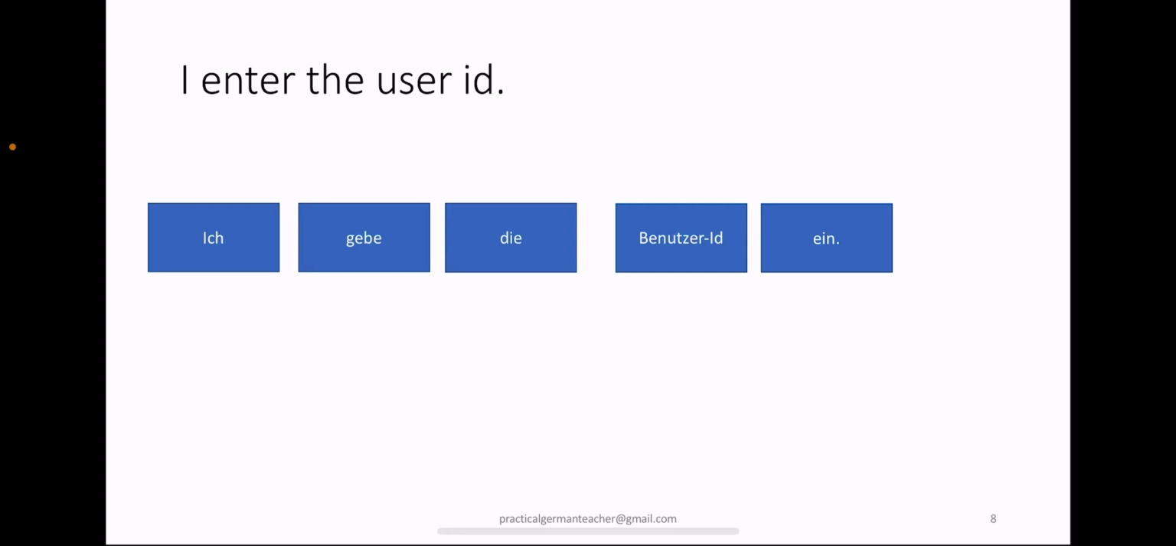So here, to enter, the verb is eingeben. If you see, ein is a separable prefix pushed to the last position just before the full stop, and geben has been conjugated for ich, which is gebe. Then you have the user ID, so you can say user ID or you can say Benutzer ID, and it is feminine, so die Benutzer ID.